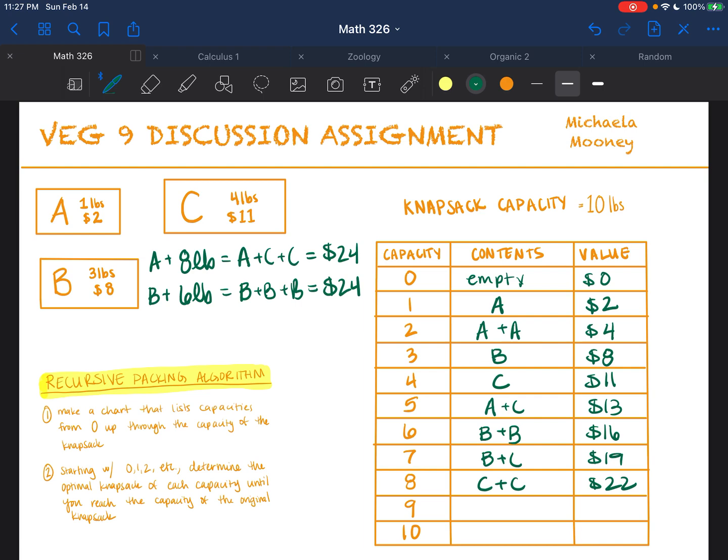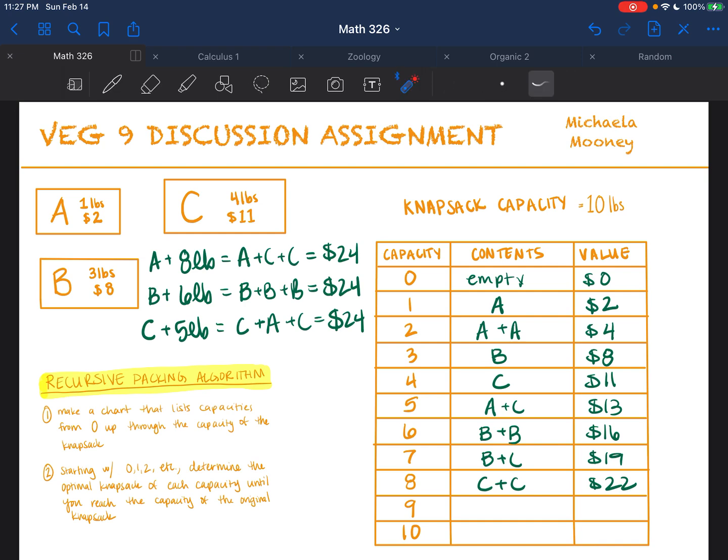And then we finally look at C, which weighs 4 pounds. If we fill 4 out of our 9 pound capacity, we have 5 pounds left over. And to fill that most effectively, we will look at our chart because we found that the best way to fill 5 pounds is to use A and C at $13. So we do original C plus A plus C, and that is going to be 13 plus 11 is $24.